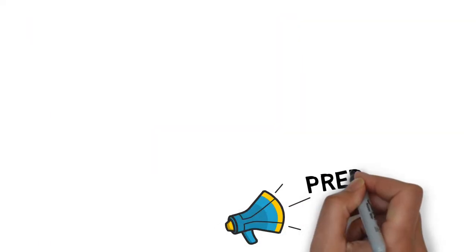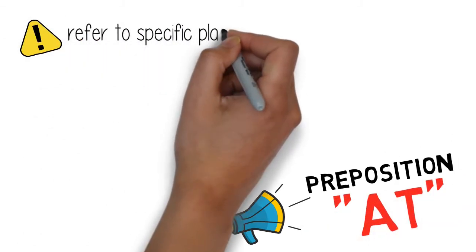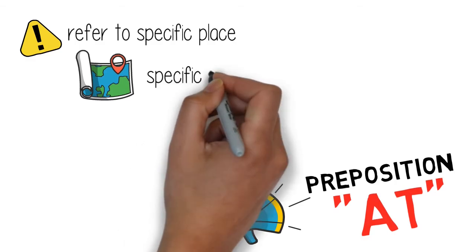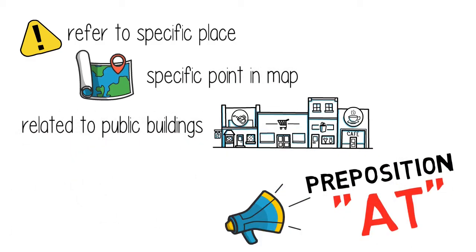The third preposition, that is, preposition at, refers to a specific place or specific point in a map. It is also possible to use at to mention the location of something related to public places, like bookstore, hospital, hotel, restaurant, or city hall.